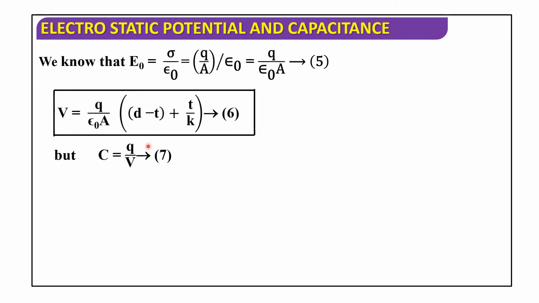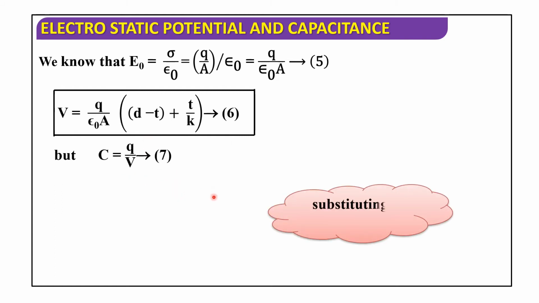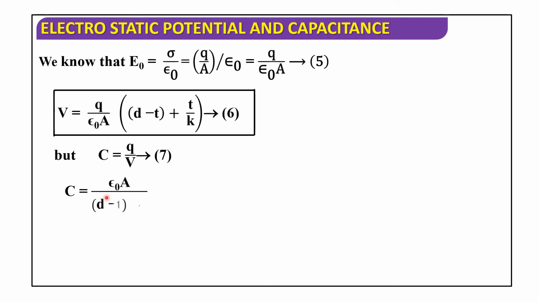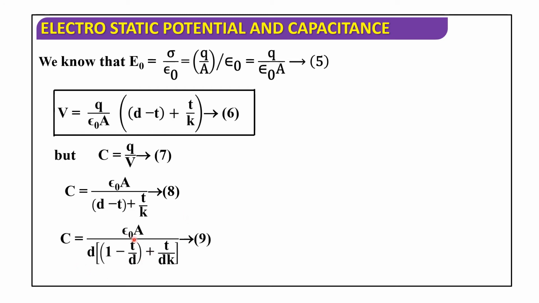But C is equal to Q by V. This is equation number 7. Substituting 6 in 7, we get C is equal to epsilon A by (D minus T plus T by K). Consider this equation number 8. So C is equal to epsilon A by, taking D common, D into (1 minus T by D plus T by D K). Consider this as equation number 9.